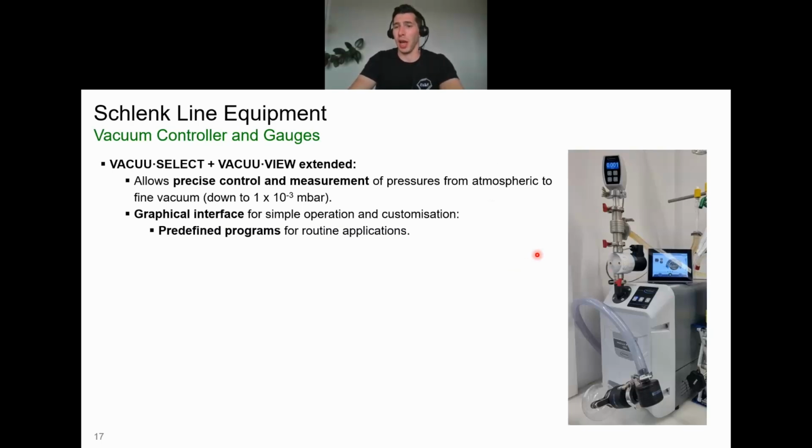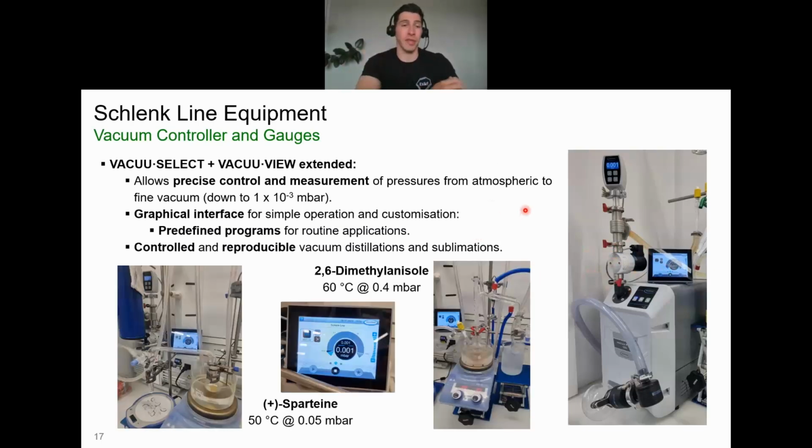And you can really plug and play these, and these are all controlled by this solenoid valve shown here. What I found quite useful for these is that you have really controlled and also extremely reproducible distillations and sublimations. You may find when you're doing a vacuum distillation or sublimation that you only have control over one of the two factors, either the vacuum or the temperature.